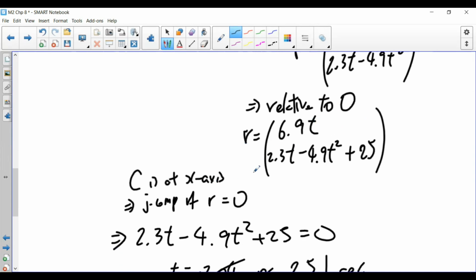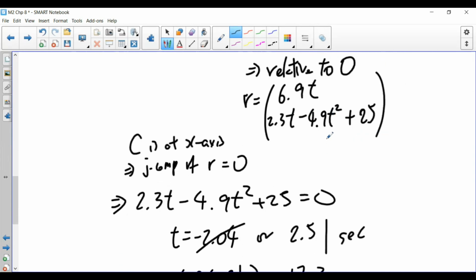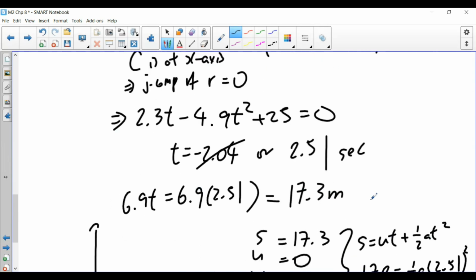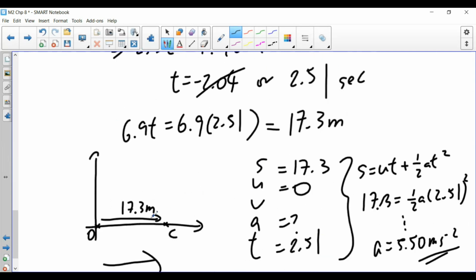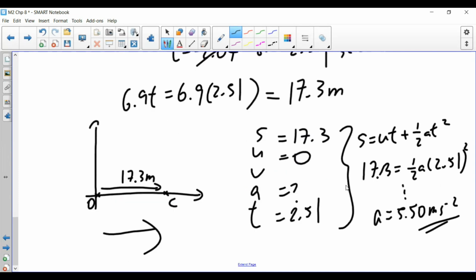At C on the x-axis, the j component equals 0. We find out when time equals 2.51. That's where the ball reaches the point C. To find the coordinates, we substitute t into 6.9t as well to find 17.3. And then to find acceleration, we do a simple suvat to work out the rest.